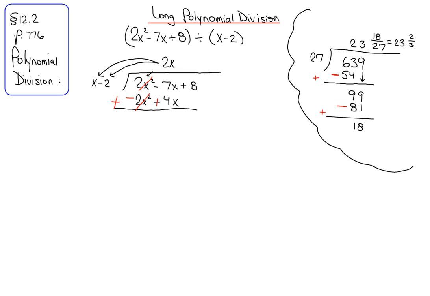Now, these cancel out. What are we left with? Negative 3x. And now we bring down the next number and we do the process again. How many times does x go into negative 3x? Negative 3 times. Negative 3 times x is negative 3x. Negative 3 times negative 2 is positive 6. Subtract, which means change the signs and add. Those cancel. What are we left with? 2. And so we're not going to write R2. We're going to write plus 2 over x minus 2. So this is one way of writing this answer.